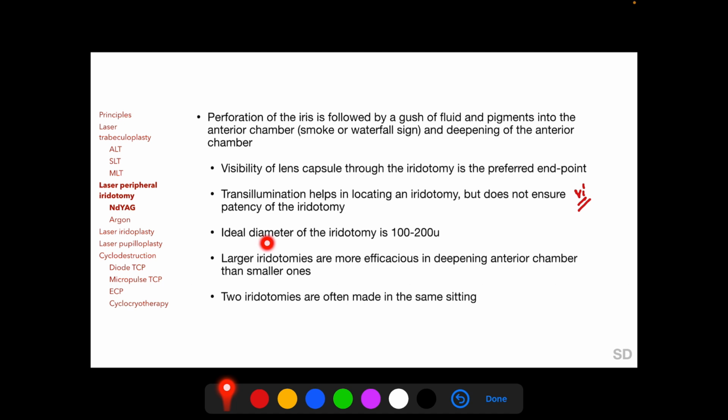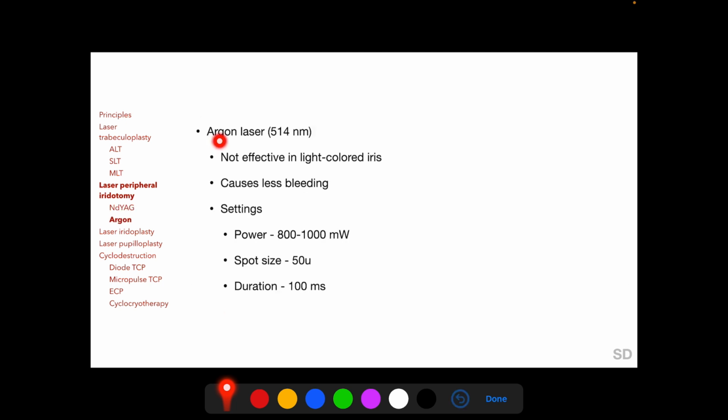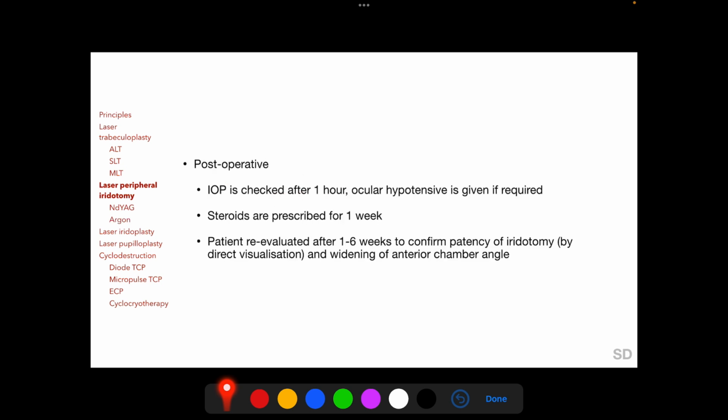The ideal diameter of the iridotomy is 100 to 200 micron, and it is seen that larger iridotomies are more efficacious in deepening the anterior chamber as compared to smaller iridotomies. Often two iridotomies are made in the same sitting. LPI with argon laser causes less bleeding and is not effective in light-colored iris. Following LPI, IOP should be checked after 1 hour, and ocular hypotensive should be given if required. Steroids are prescribed for 1 week, and the patient is re-evaluated after 1 to 6 weeks to confirm patency of the iridotomy and widening of the anterior chamber angle.